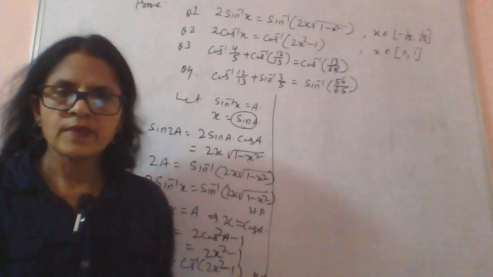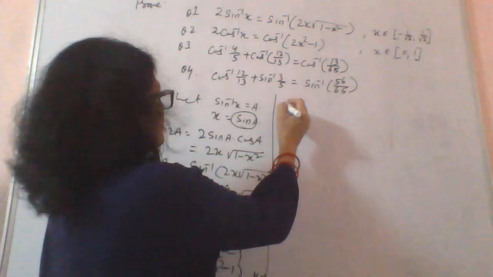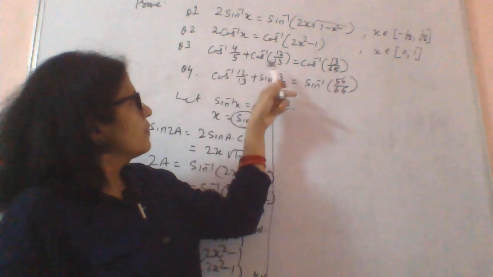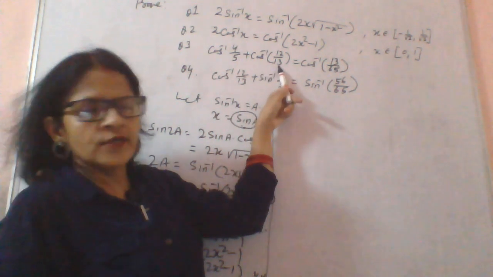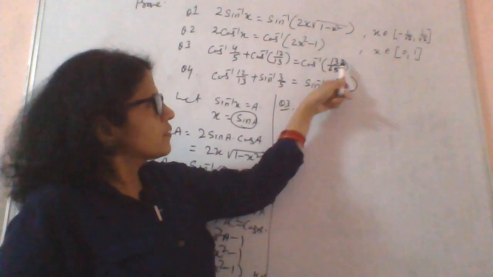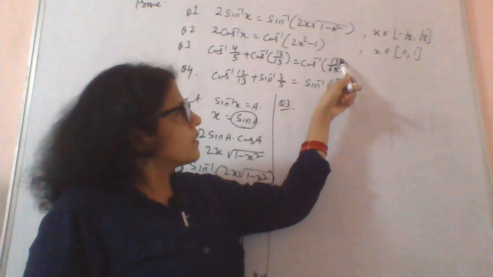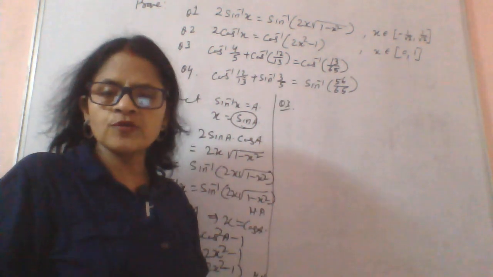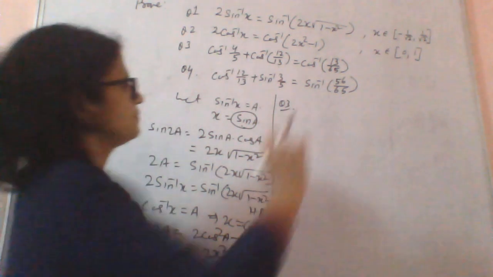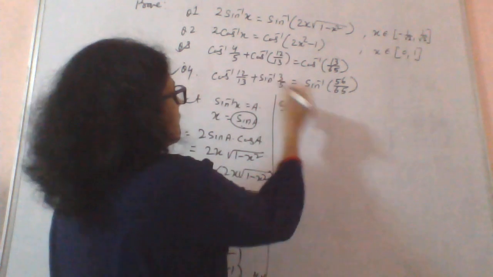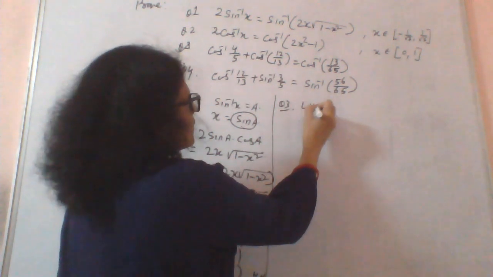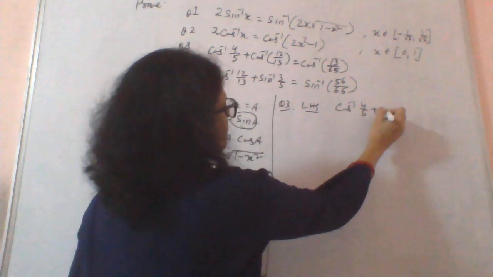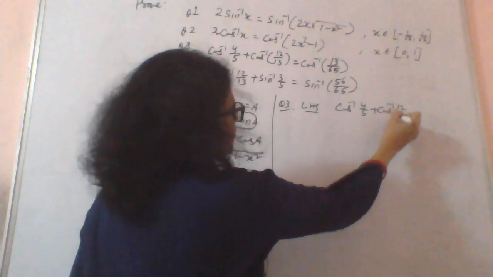Hence proved. Now the next one is the third question: cos inverse 4 by 5 plus cos inverse 12 by 13 equals cos inverse 33 by 65, or it may be like 1 by 5 actually. I have taken the question from exercise 2.3 of the NCERT textbook. So taking the LHS, cos inverse 4 by 5 plus cos inverse 12 by 13.